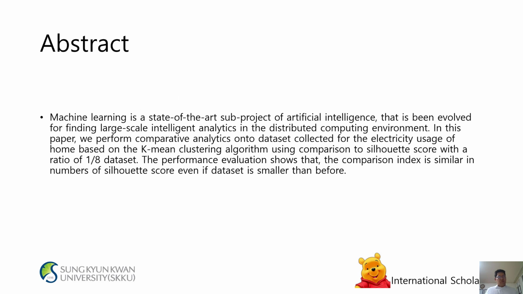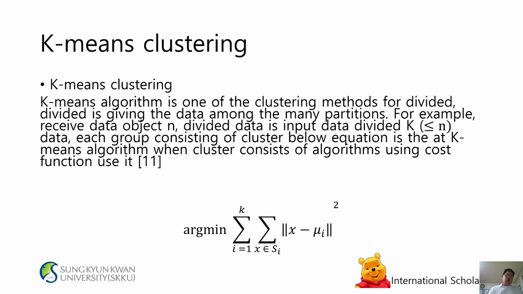Abstract. Machine learning is a state-of-the-art sub-field of artificial intelligence that has evolved for finding large-scale intelligent analytics in distributed computing environments. In this paper, we perform comparative analytics on data collected for home electricity usage using the k-means clustering algorithm, comparing the silhouette score with the A/1 dataset. The performance evaluation shows that the comparison index is similar in silhouette score even if the dataset is smaller than before.